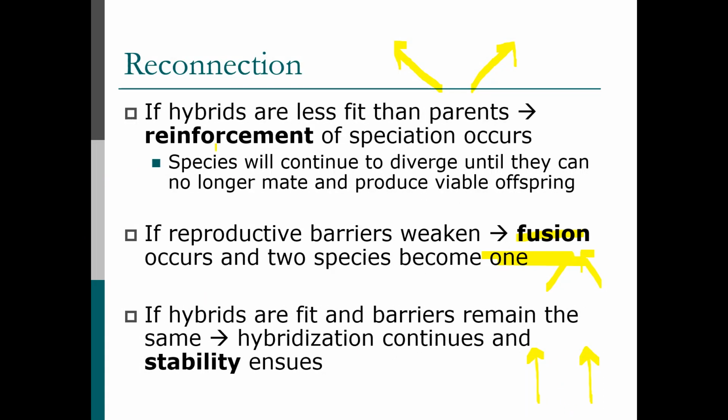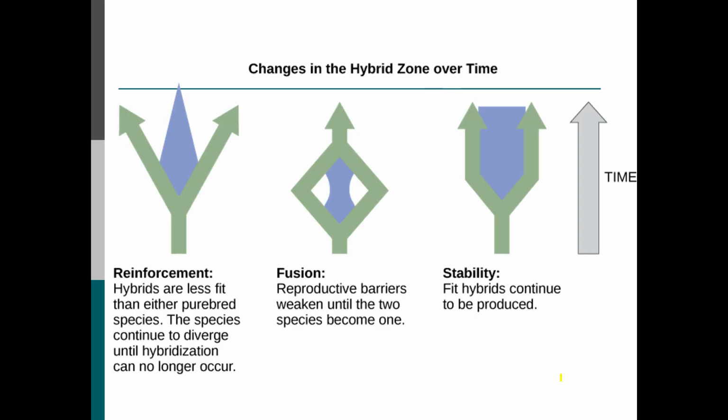So if you have these hybrid zones where two species interact, if the babies aren't fit, it may reinforce that divergence or that speciation. If the babies are fit and those barriers kind of go away, they could actually become one species again. Or they could just maintain a stable hybrid zone where they still continue to interact, but they won't necessarily come back together. And so once again, this is just what's happening in these zones where species may still interact with each other.